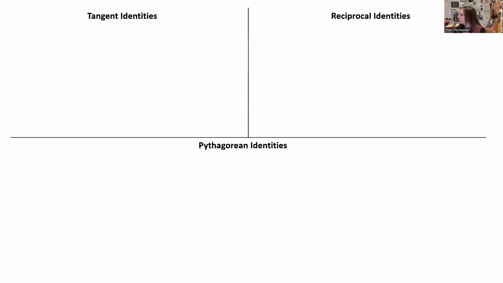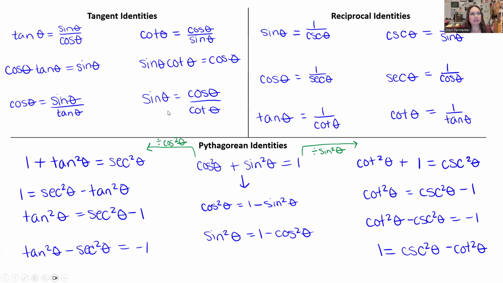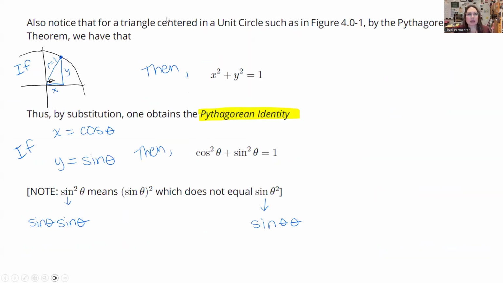Okay, so we should have our paper partitioned out. We're going to have tangent, reciprocal, and Pythagorean identities. First, we're going to start with tangent identities, but I'm going to come back to this page.